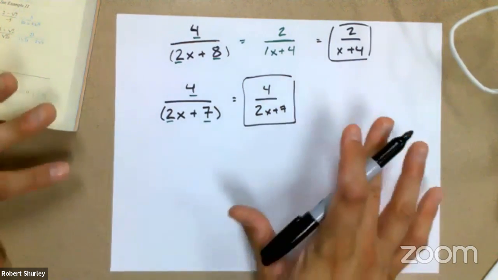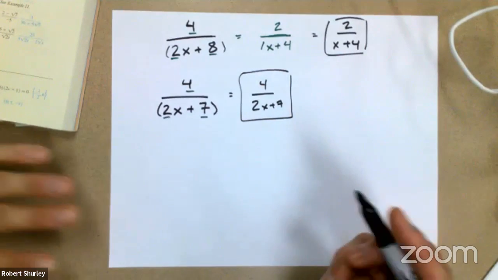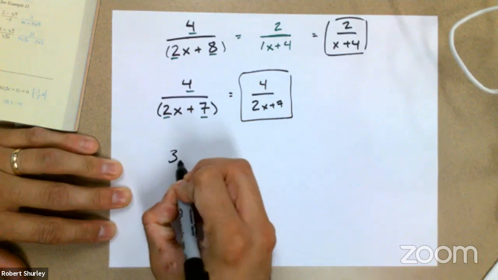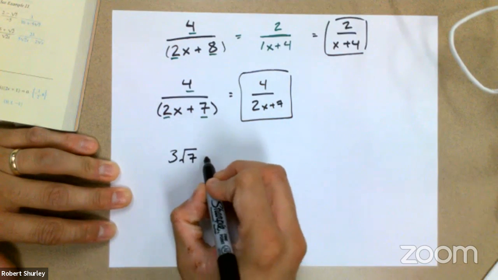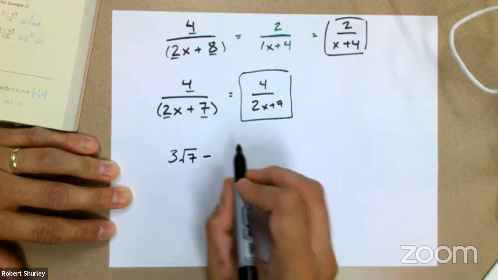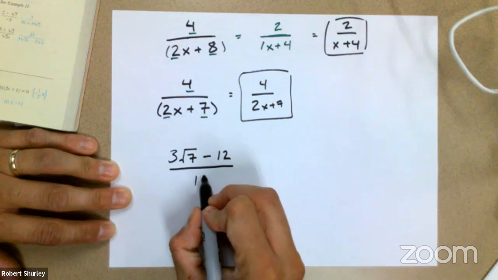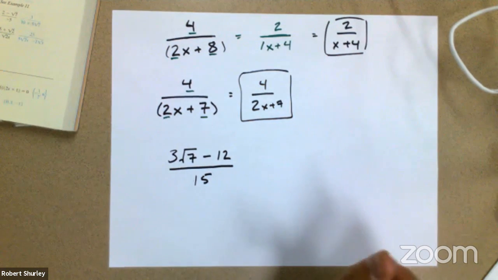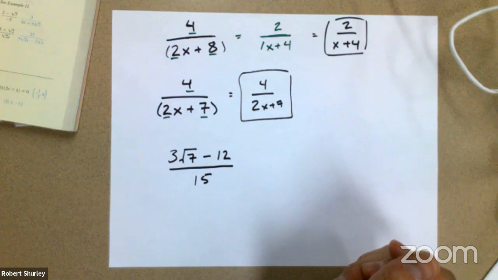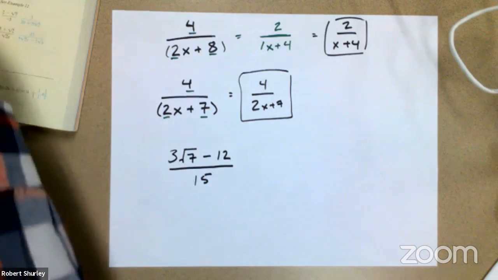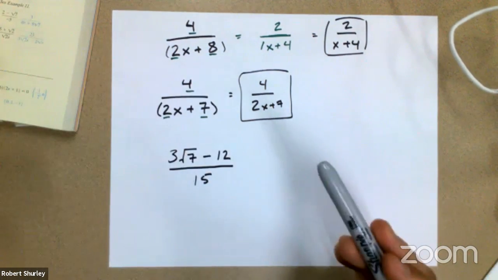So I'm going to change it up a little bit, and let's throw in some radicals. Let's say we had 3 square root of 7 minus 12 over 15. So 3 square root of 7 minus 12 over 15. Same thing, we're going to simplify this.